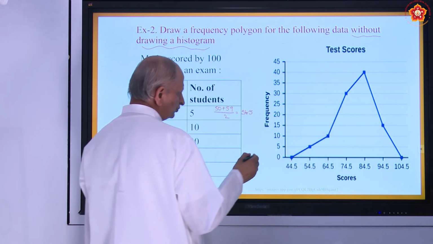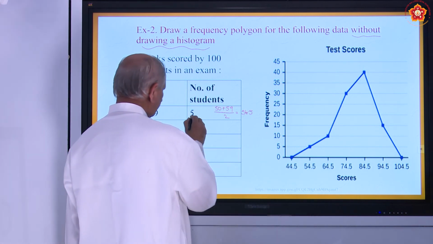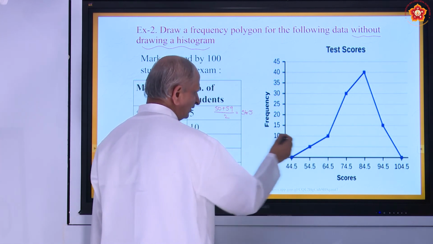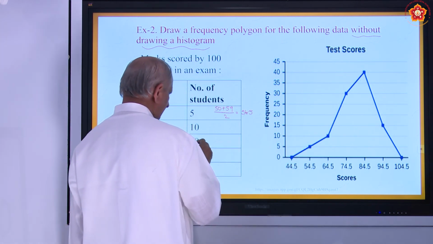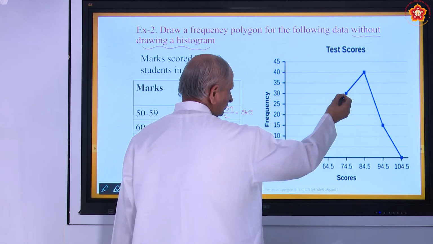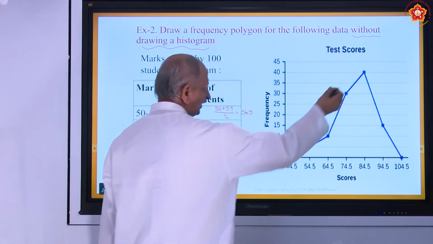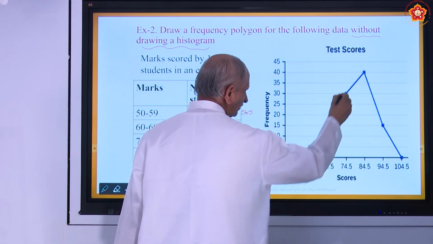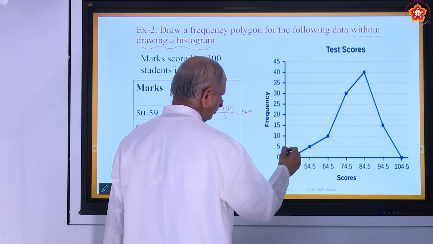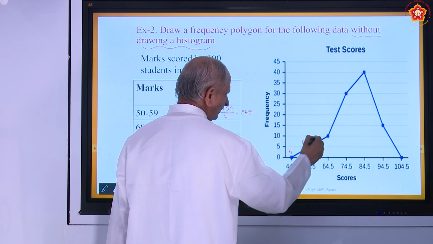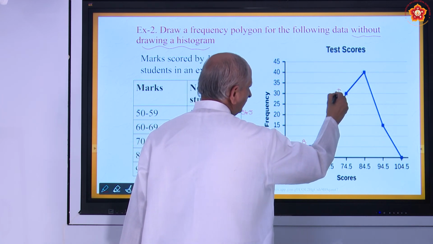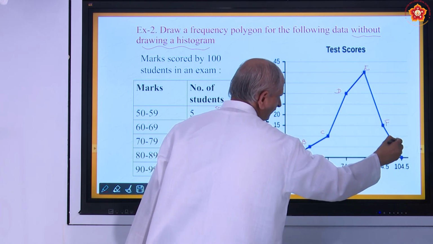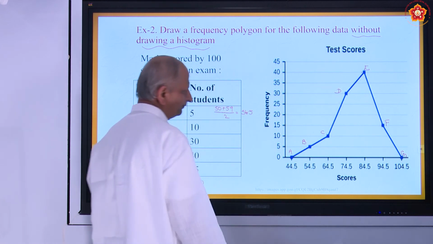And now you have to mark the points. Here it is 5, so for 5 you mark one dot. Then it is 10, another dot. Then 30, so 30 is here. Then 40, it is here. Then 15 here. So join all of these. You can name the points A, B, C, D, E, F, ending with G.